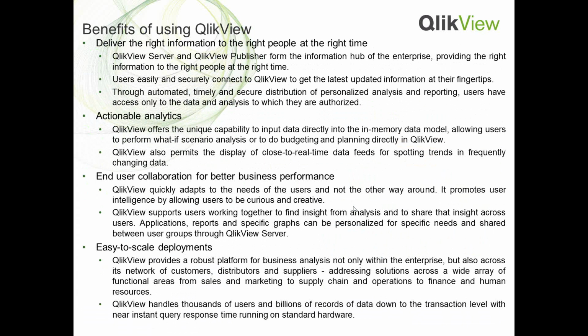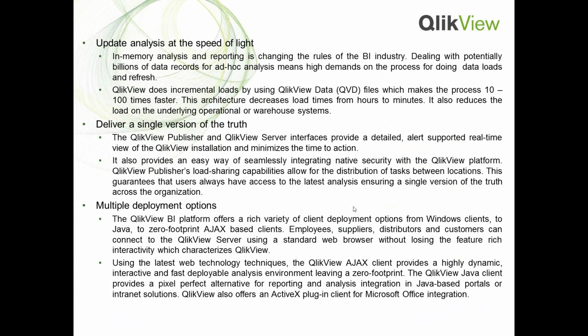Actionable analytics. These are pretty straightforward. We've already discussed a few of these points. End user collaboration, easy to scale deployments. We can take a minute to go through it. Data at the speed of thought, deliver a single version of truth. Again, same thing: two people having the same data should not arrive at different results. It has to be the same number. If they are looking at the same report at the same time, they should not see different results. So that is the single version of truth.